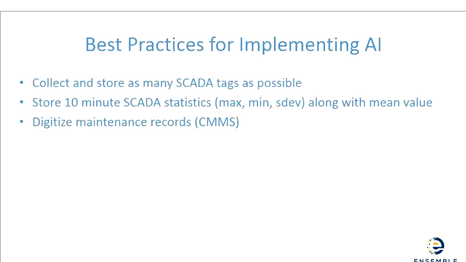Another suggestion that we have for owners that want to implement AI is to digitize their maintenance records or use a CMMS. I mentioned earlier in the presentation all of the sources of information for the machine learning models. An important source of information is the maintenance records. And our experience is that the more that customers have digitized their maintenance records, the better the records are, and the easier it is to incorporate that information into the artificial intelligence models.